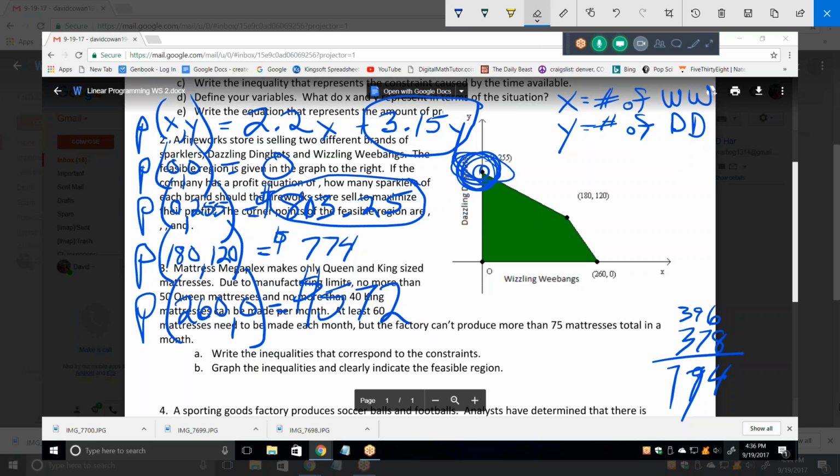And it wasn't clear at all, even after we laid the problem out. Like I said, normally that produces your maximum with most of these problems, but not always. Any of the vertexes can produce your maximum. In this case, it turns out to be that one. We're far better off if we don't sell any whistling wee bangs and nothing but dazzling dingbats. Okay? Notice we did the problem pretty much identical, except we didn't have to graph these lines.